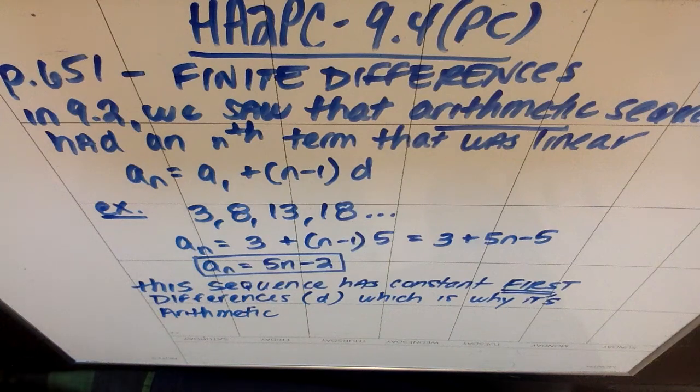All right, this is Honors Algebra 2 Pre-Calculus. We're doing section 9.4 in Pre-Calc. On page 651, we're going to talk about finite differences.